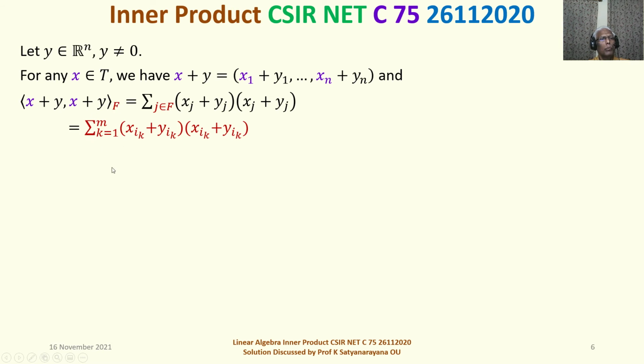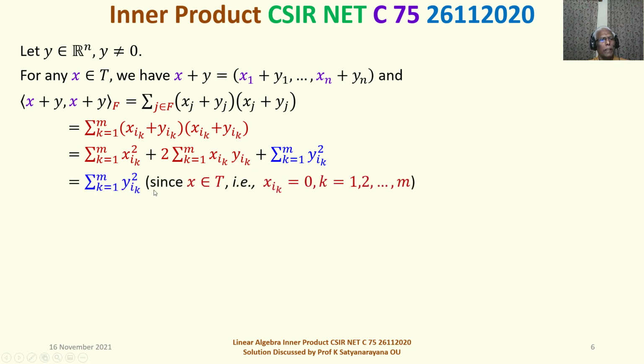It amounts to the sum for k = 1 to m, and that is equal to the sum for k = 1 to m of x_{ik} squared, plus 2 times the sum for k = 1 to m of x_{ik} y_{ik}, plus the sum for k = 1 to m of y_{ik} squared. In all these, each x_{ik}, x_{i1}, x_{i2}, x_{im}, is 0. So this is 0. And x_{ik} multiplied by y_{ik} is 0 and the sum is 0. So this is 0, this is 0, it remains only this, which is equal to the sum for k = 1 to m of y_{ik} squared.